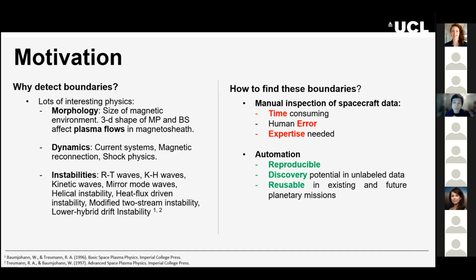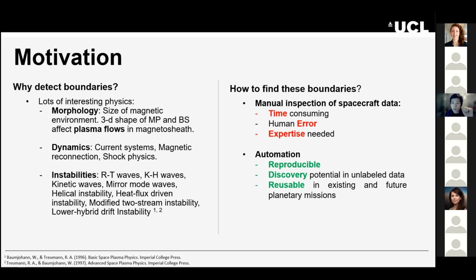So you may ask, why do we want to detect these boundaries? Well, there are lots of interesting physics that happen here, including the morphology, which affects plasma flows, dynamical processes, and which can lead to instabilities. And these in turn lead to more interesting dynamics. By understanding these phenomena, we can get a better grasp of how mass and energy are transferred between the Sun and the Saturn system. And so that's a lot of reasons.